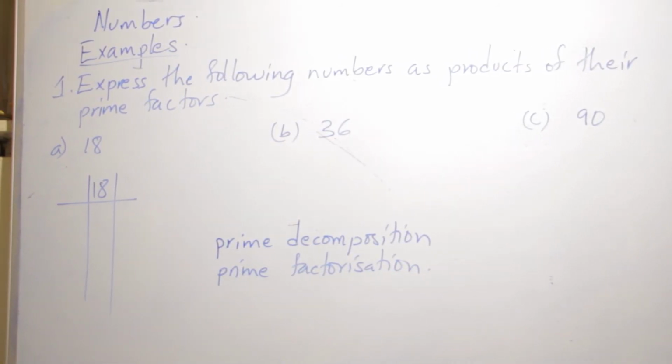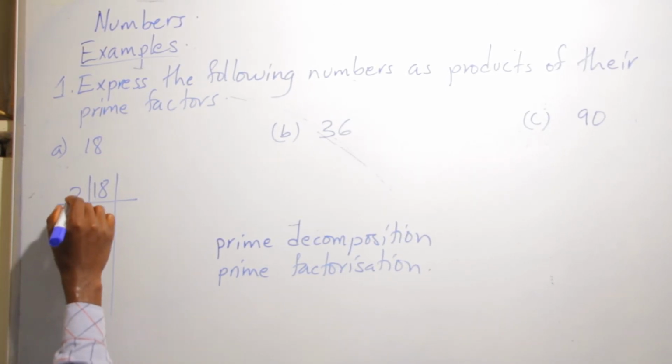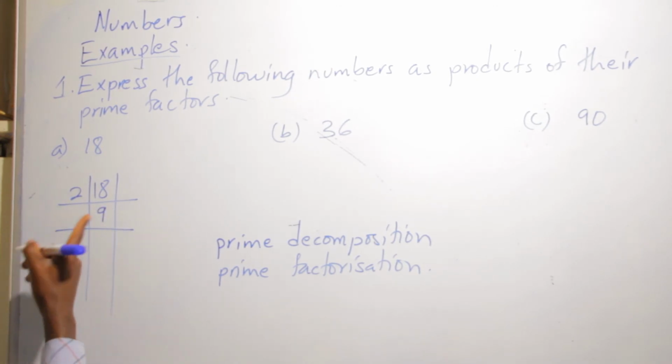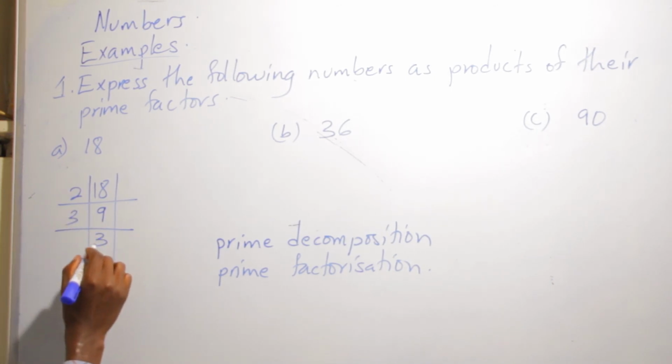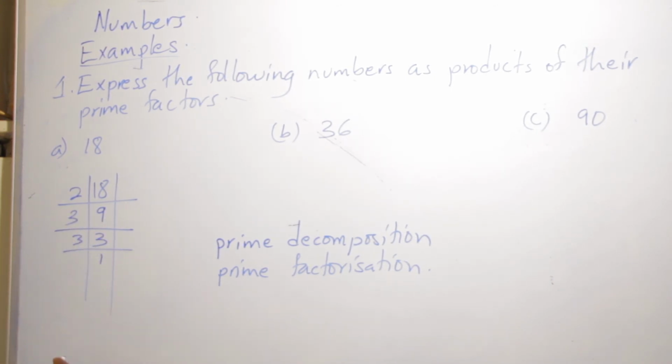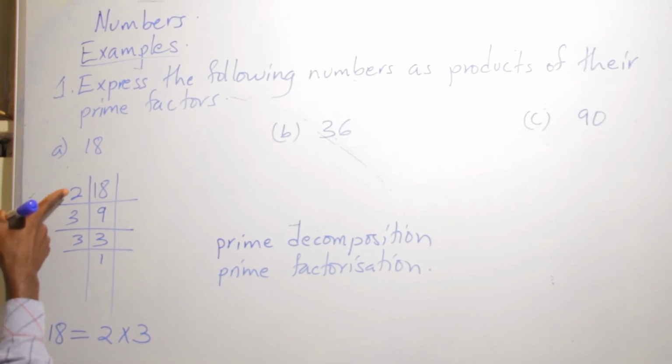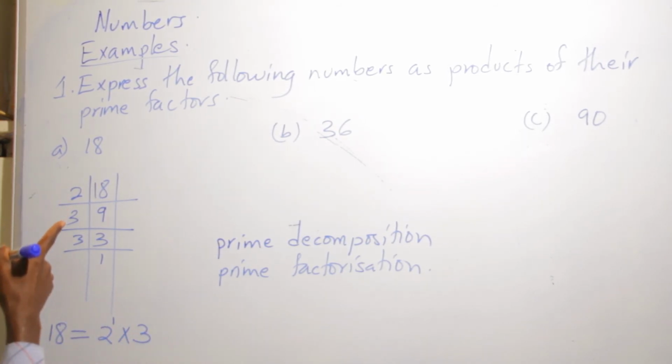I pick the least prime number that can divide 18, and that one is a 2, to get 9. 2 cannot divide 9. I go to the next prime number, that is a 3, to get 3, 3 to get a 1. So I'm having my 18 equivalent to 2 times 3 times 3, but 2 is appearing once and 3 is appearing twice. So that is, I've written 18 as a product of its prime factors.